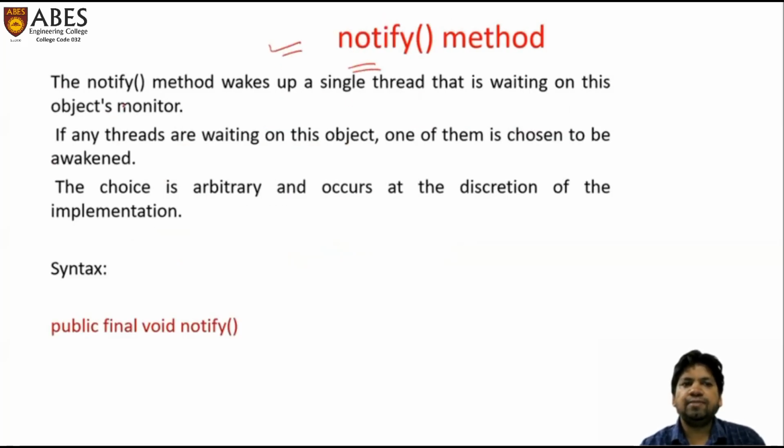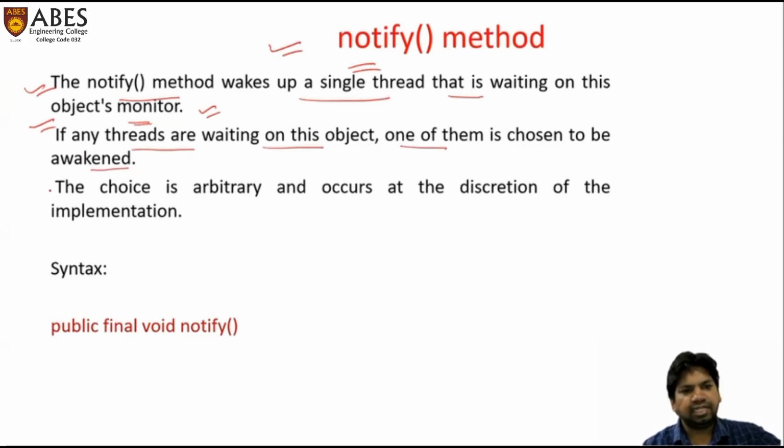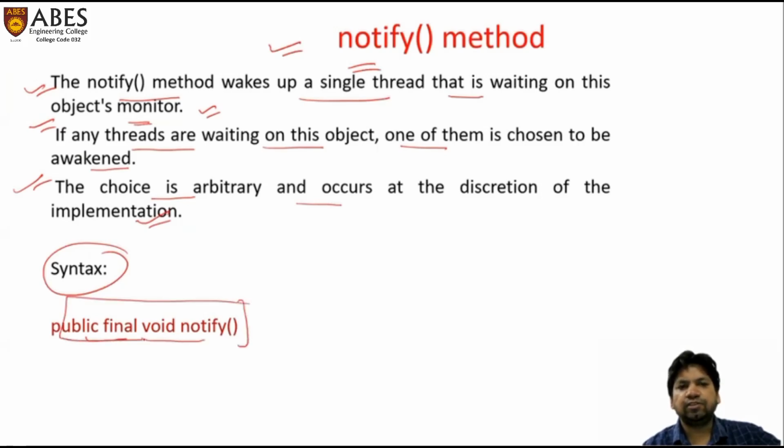What is the notify method? The notify method wakes up a single thread that is waiting on this object's monitor. Second, if any threads are waiting on this object, one of them is chosen to be awakened. Third, the choice is arbitrary and occurs at the discretion of the implementation. This is the syntax of the notify method: public final void notify.